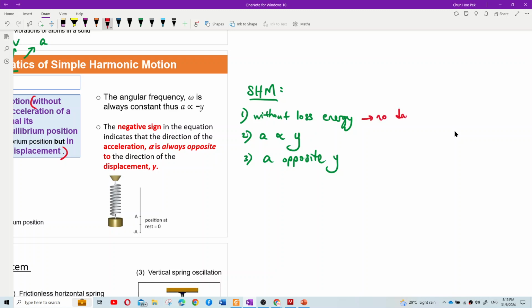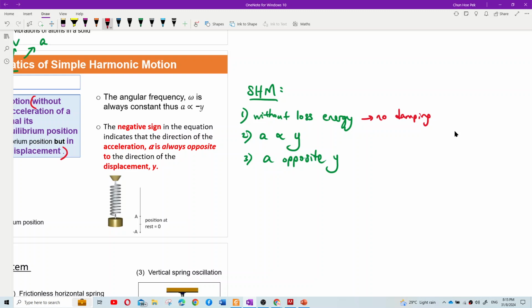No damping. Do you understand what is damping? Damping means an oscillation will become slower and slower until in the end it stops. That means when damping happens, every kind of oscillation finally will stop. In our world, any kind of oscillation will finally stop.